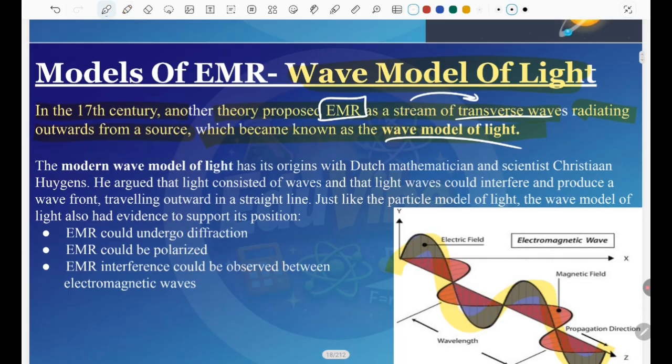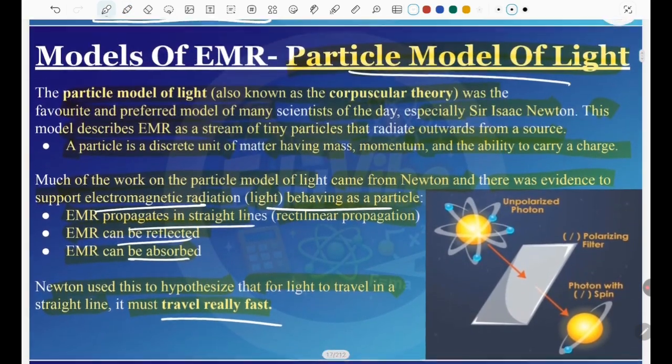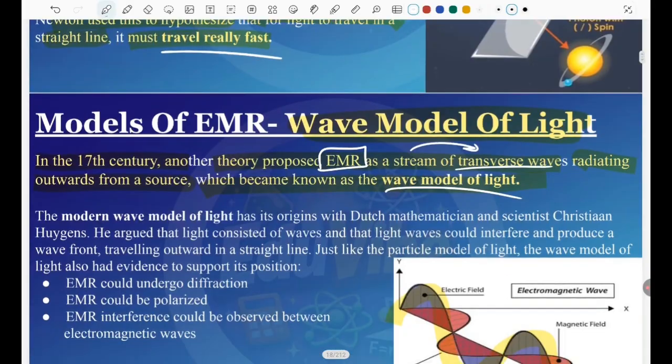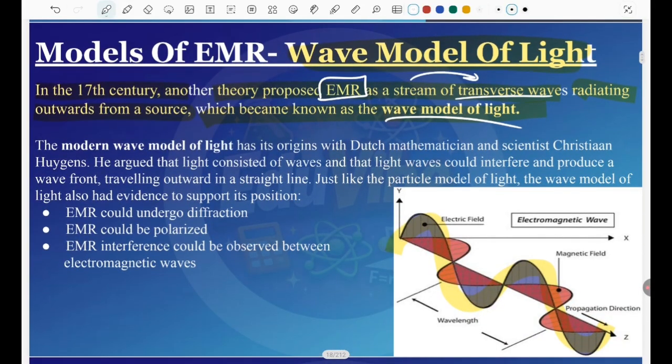So some scientists had the perspective that light is a stream of tiny particles radiating outwards from the source, called the particle model of light. Others said that EMR is a stream of transverse waves radiating outwards from the source, which became the wave model of light. That's all the theory they have.